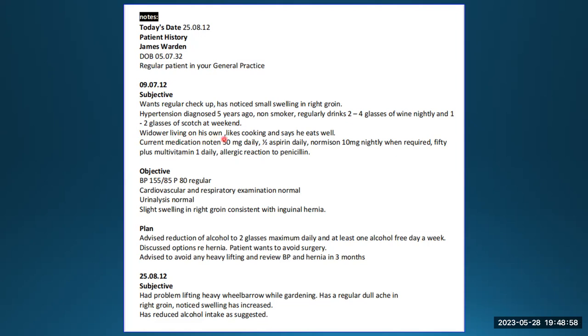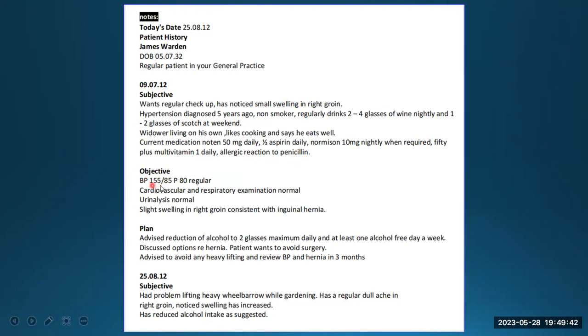Widower living on his own, likes cooking and says he eats well. I don't think so. He's not obese, so his eating habits, his cooking habits, I don't think they are relevant. This information is irrelevant here. His medication, yes, that is relevant. The surgeon should know that he is taking antihypertensive medication, so that this information might help him during surgery. Again, his allergic history is relevant, so that they might not start him on some medication that contains penicillin. Otherwise he will have an allergic reaction. So this information is relevant.